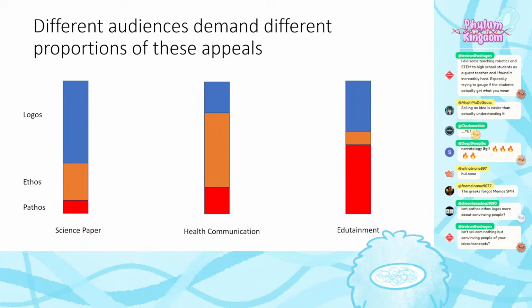Isn't pathos, ethos, logos more about convincing people? It is. And in every piece of science writing, you are doing some amount of convincing. Even in edutainment, right? You are convincing the reader or audience member to stay with you to the end. That is the primary goal of science communication, is to remain engaged, which is a bit of argumentation as well, like a negotiation in a bit. Yeah. Isn't sci-comm nothing but convincing people of your ideas or concepts?